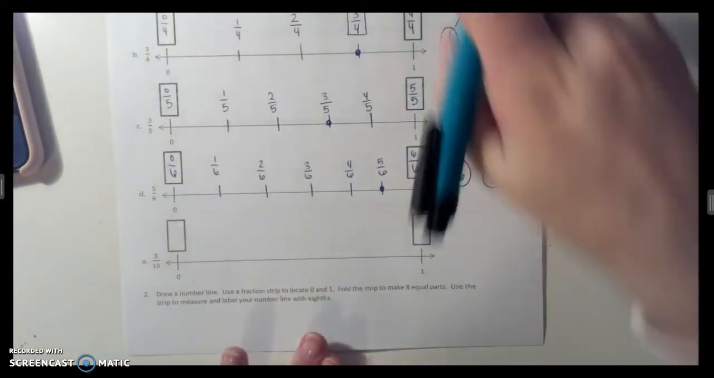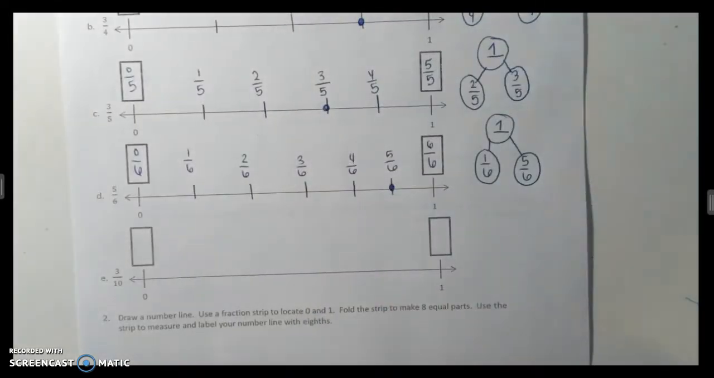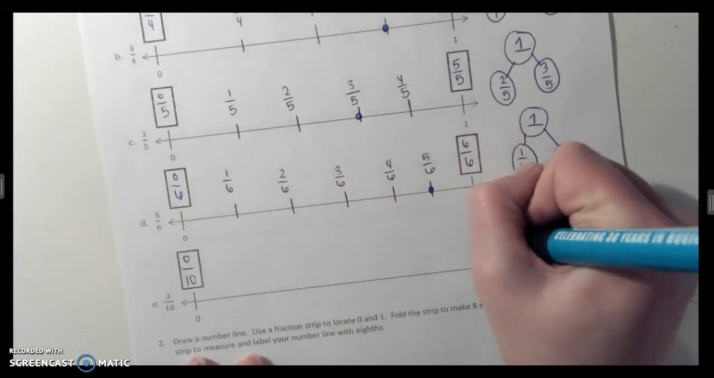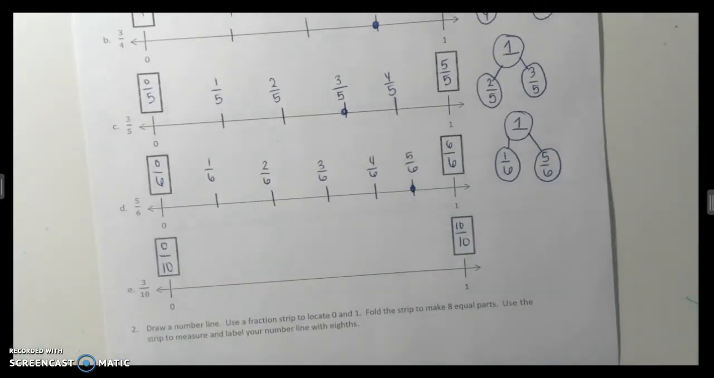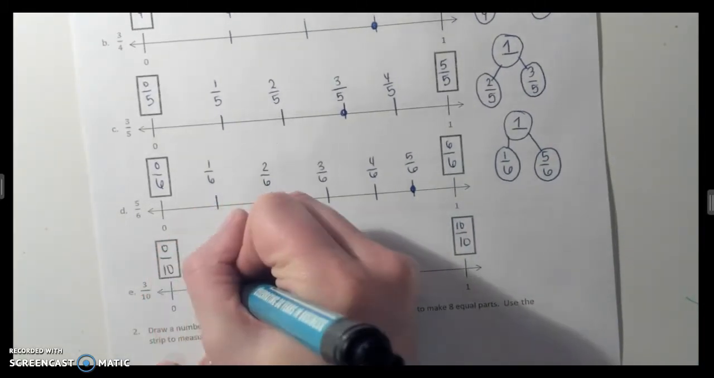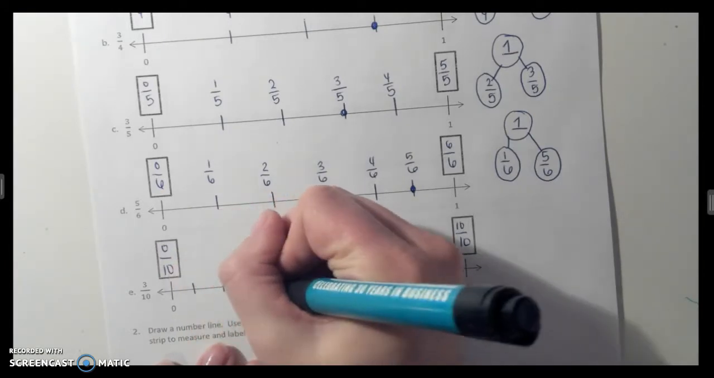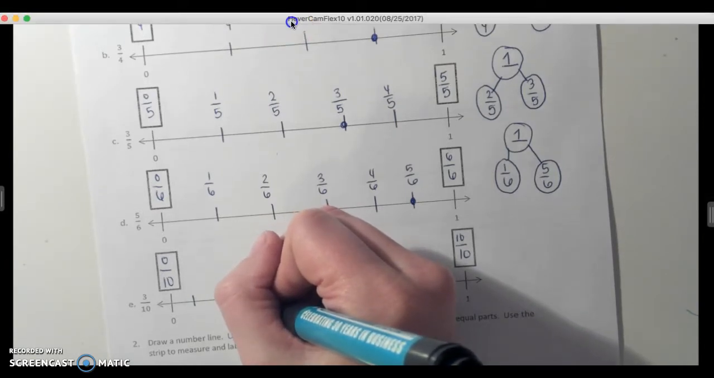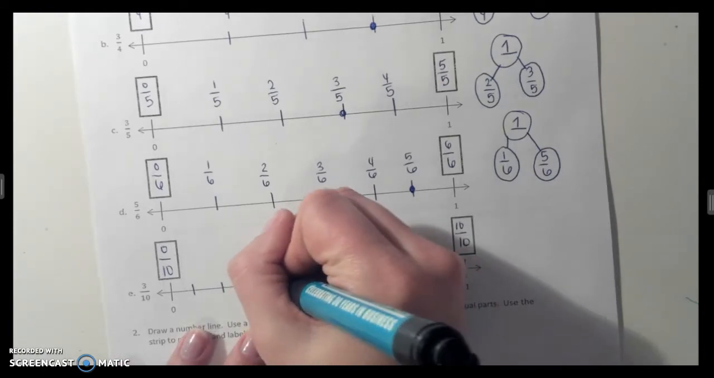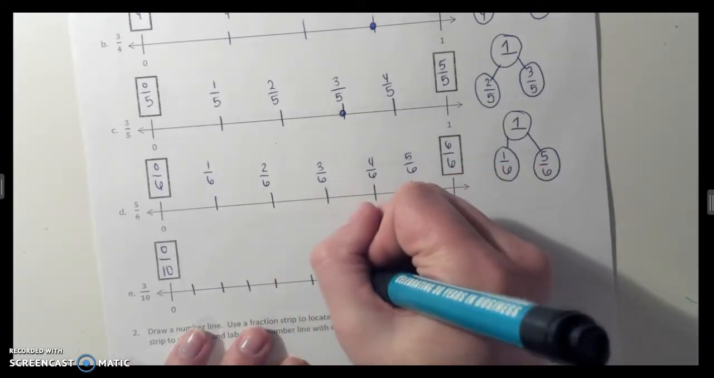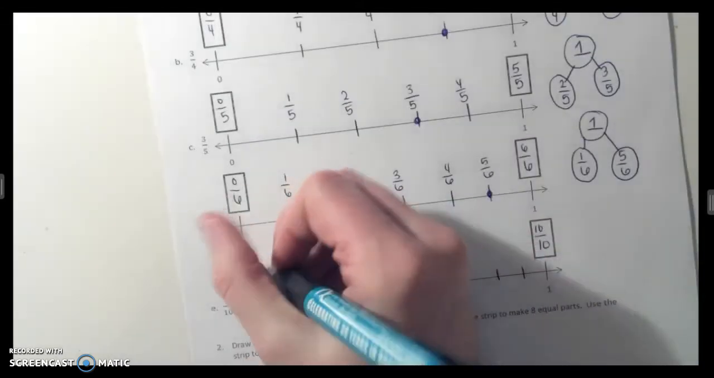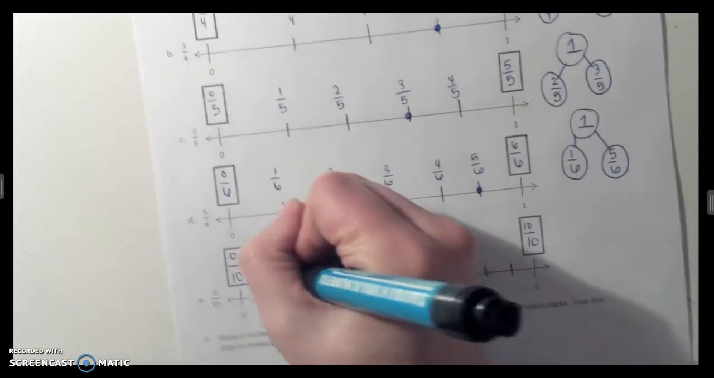All right, a letter E, not number, we're going to do 3/10. So we'll do 0/10 here, and 10/10 is here, which also equals a whole. Now we're going to split our number line up. 1/10, 2/10, 3/10, 4/10, 5/10, 6/10, 7/10, 8/10, 9/10, and 10/10. And you try to get those as equal as you can.